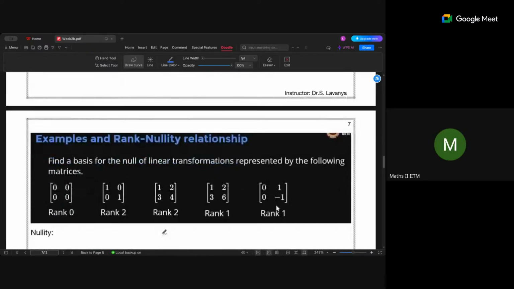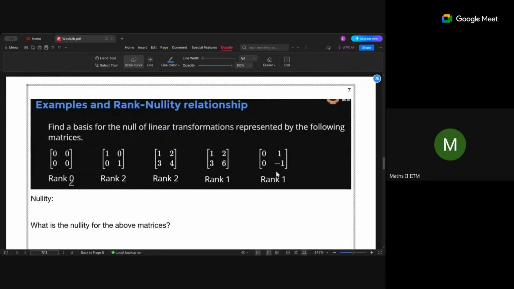So to understand this, these are some examples which we have seen earlier. So only one more example is here. For this, why is the rank 1? Can you all see why the rank is 1? Is that clear? Yes, ma'am.